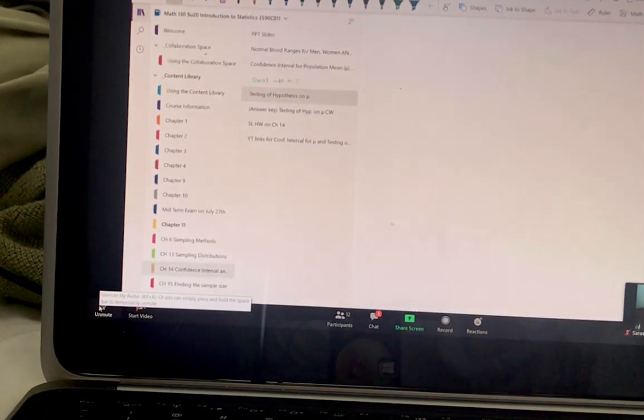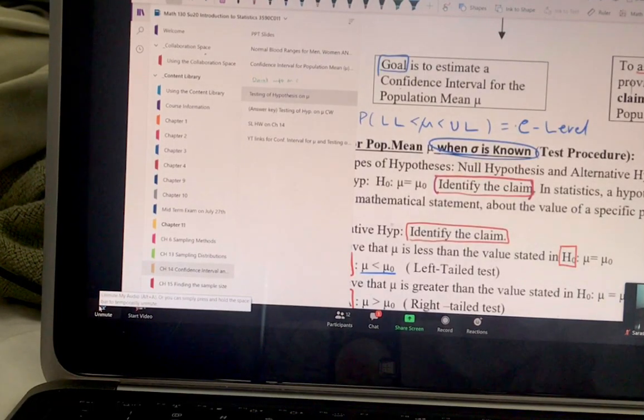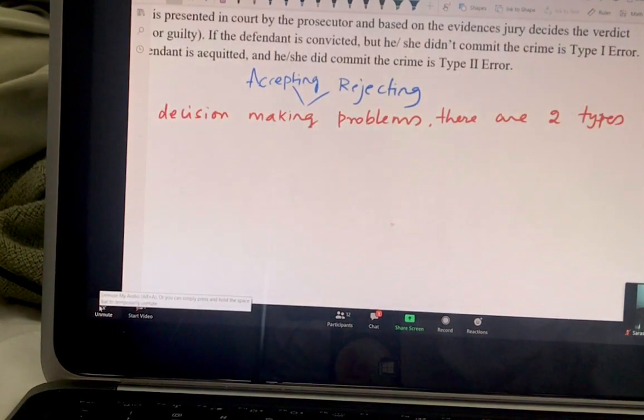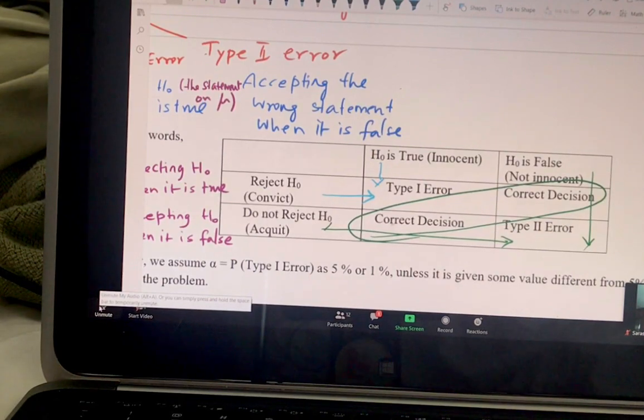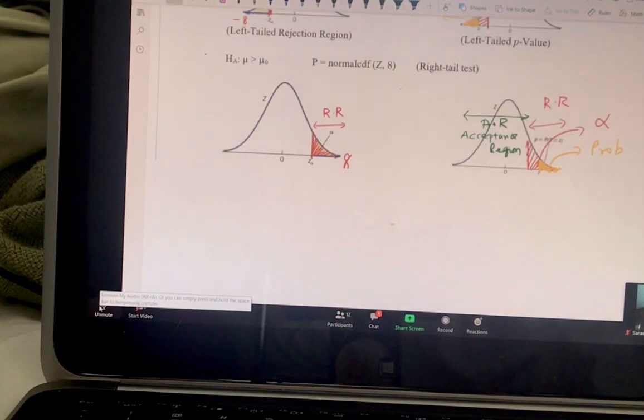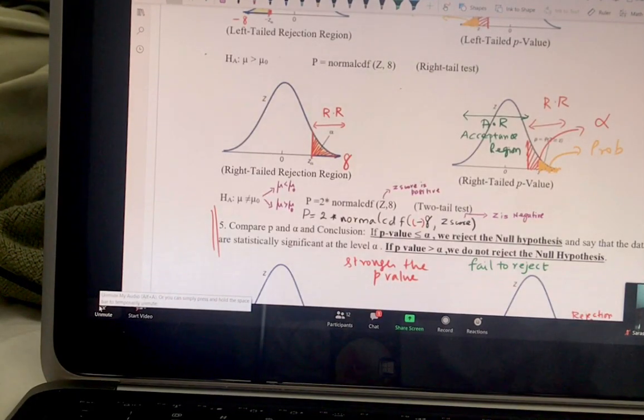I have given that one here in my recipe. So I'm going to go back to my class notes. The bottom I have given. Yes, here it is.